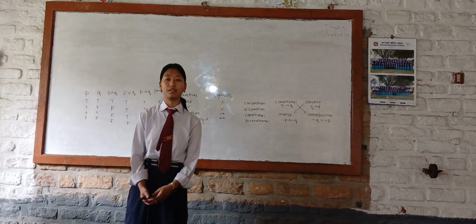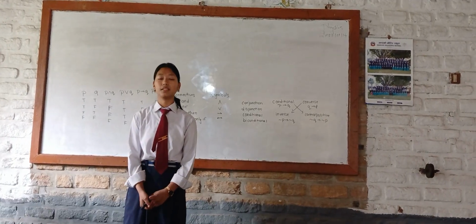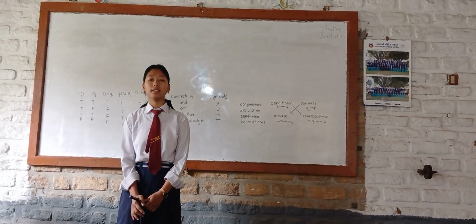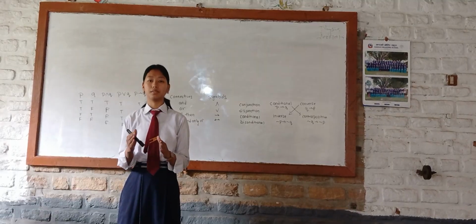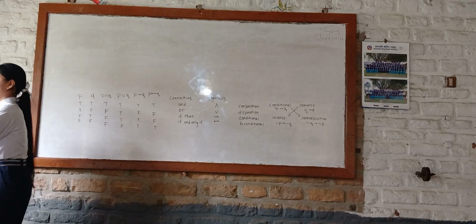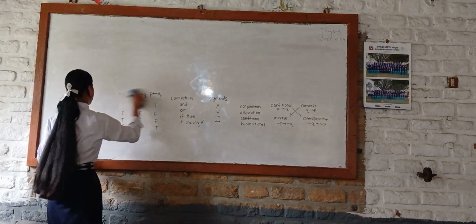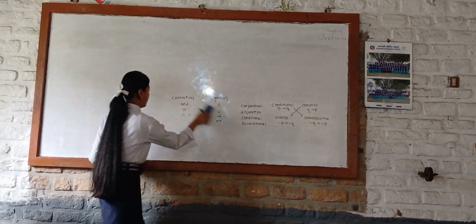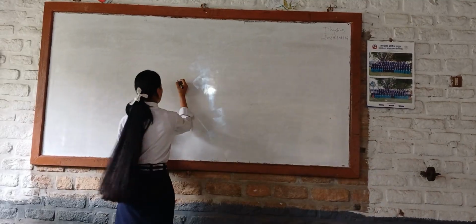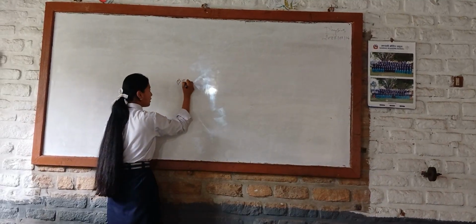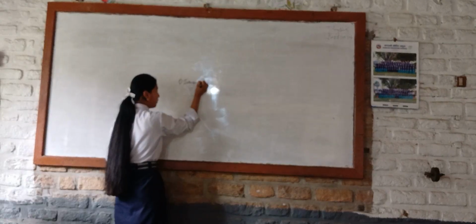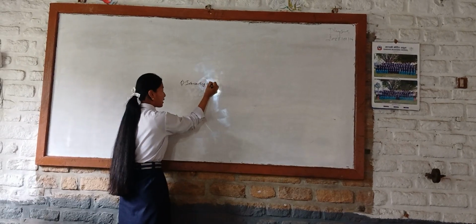Now I will talk about set. The simple definition of a set is that a set is a collection of well-defined elements. And now I would like to talk about some set relations. One of them is intersecting sets.